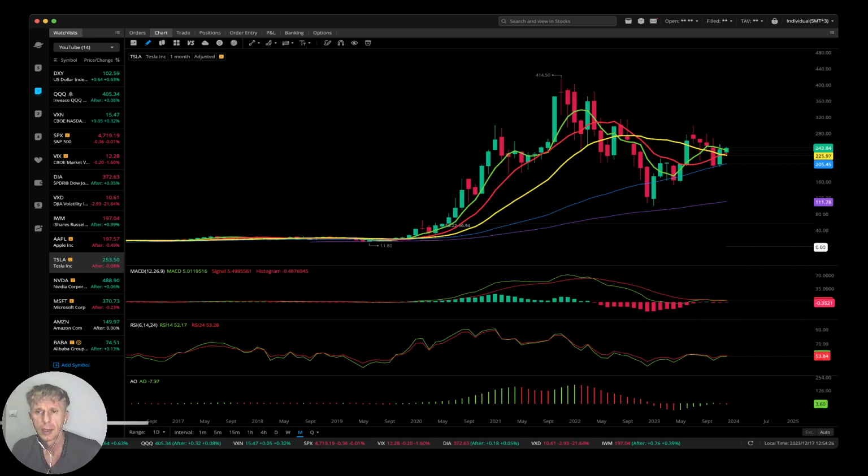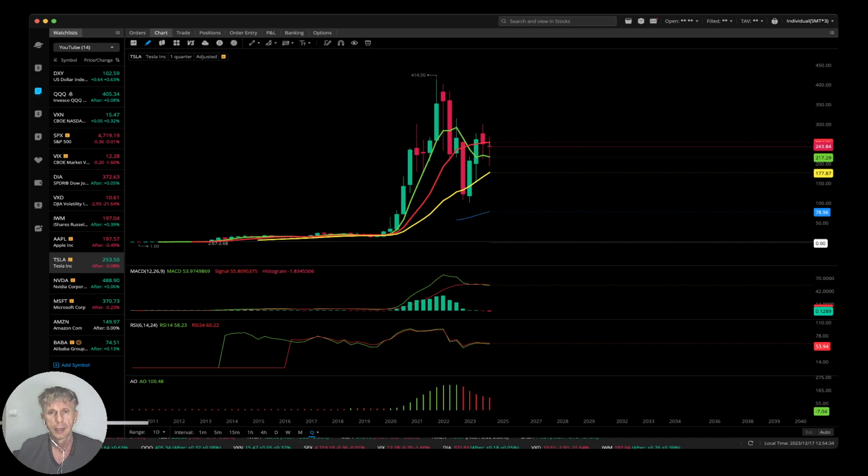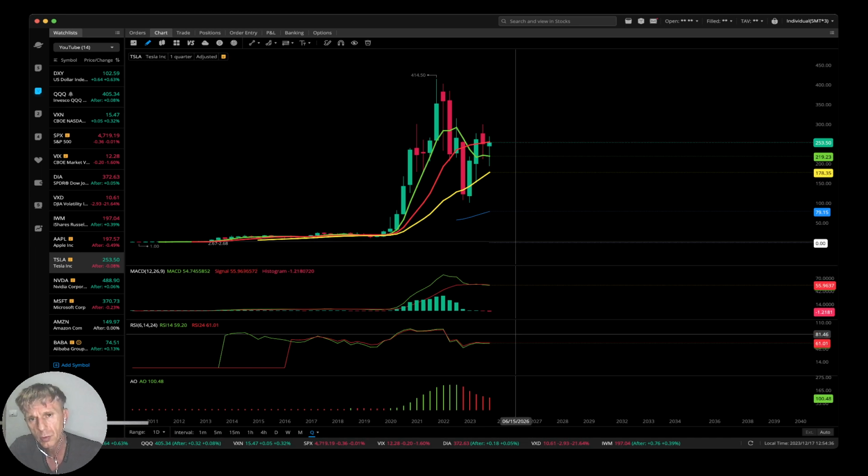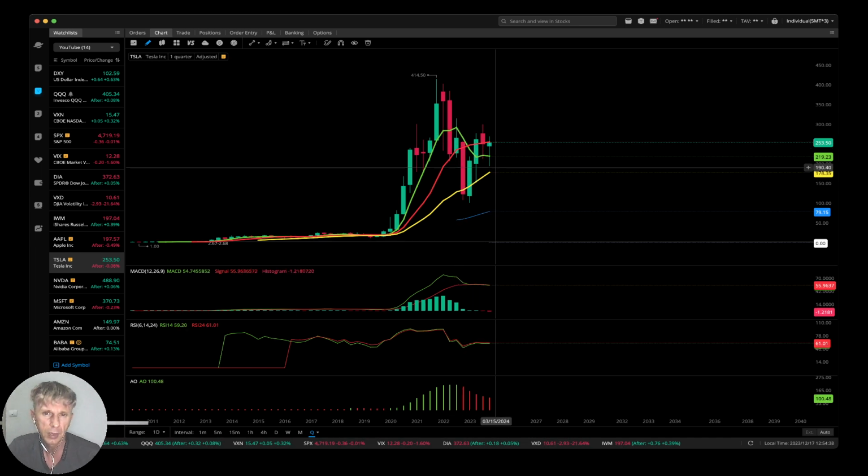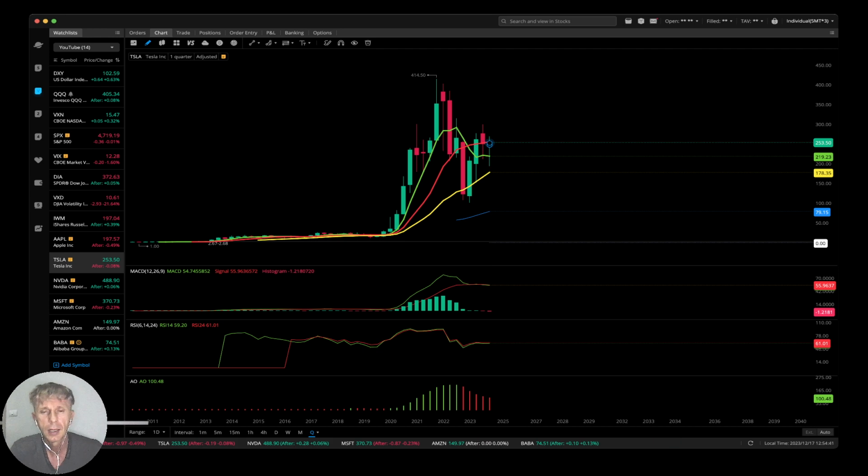Monthly, last bar above all moving averages, bullish territory, bullish signal. And quarterly, MA5 did bearish crossover over 10. It is bearish, but last bar still below 10. Still kind of bearish.